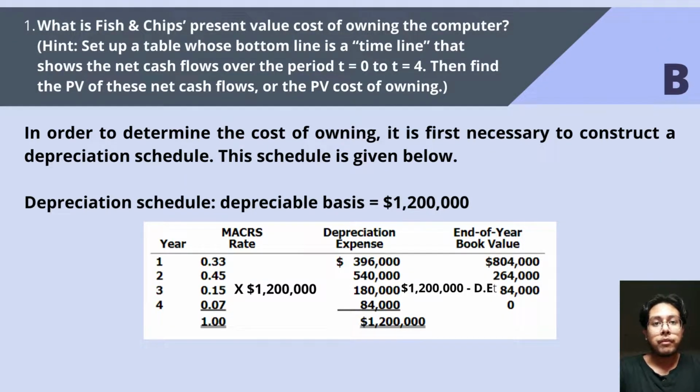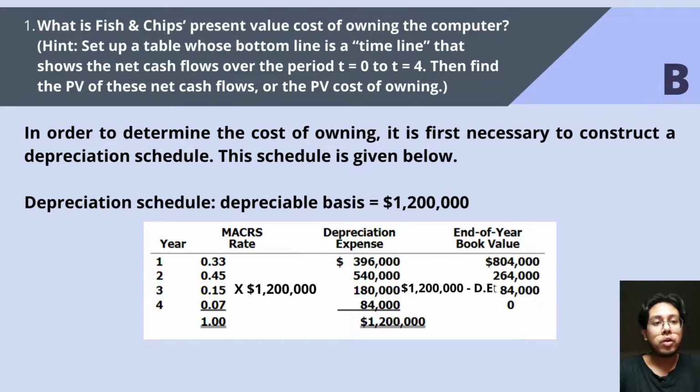Question B1. What is Fish and Chips' present value cost of owning the computer? In order to determine the cost of owning, it is first necessary to construct a depreciation schedule. This schedule is given below. So the depreciable basis is $1.2 million. The MACRS rate is already given in the statement before this. To get the depreciation expense, we just need to multiply 1.2 million with the rate, so we get the expense for each year. To obtain the end of year book value, we subtract the depreciation expense from the depreciable basis.